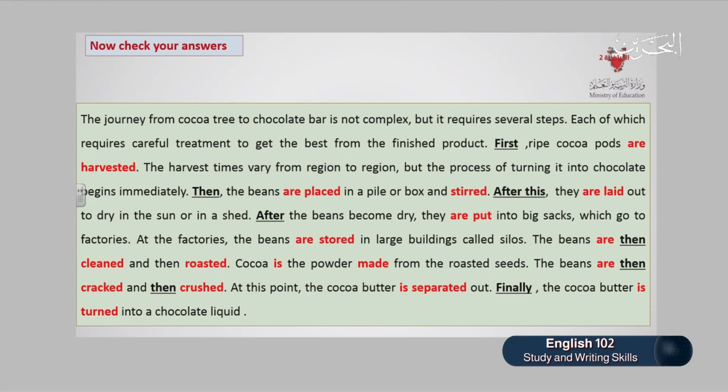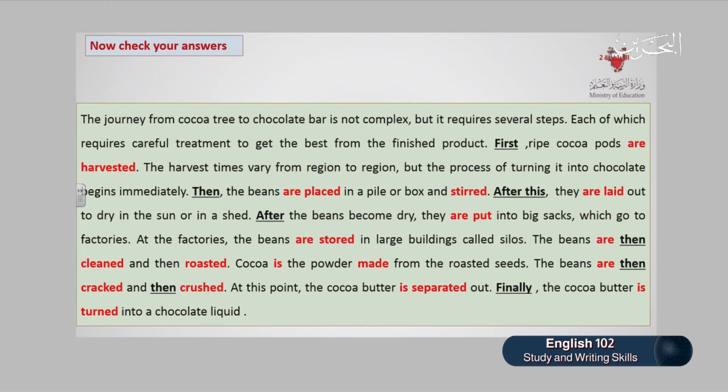factories. At the factories, the beans are stored in large buildings called stalls. The beans are then cleaned and then roasted. Cocoa is the powder made from the roasted seeds. The beans are then cracked and then crushed. At this point, the cocoa butter is separated out. Finally, the cocoa butter is turned into a chocolate liquid.